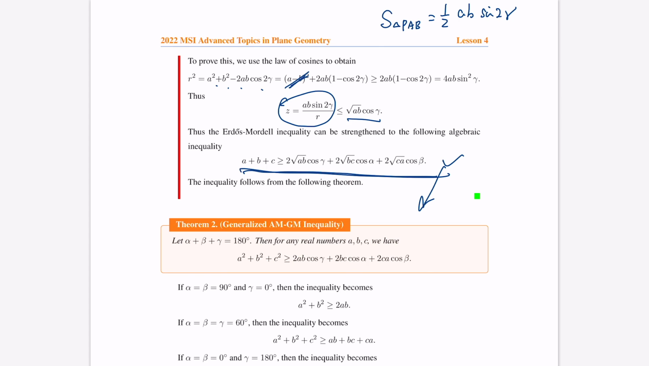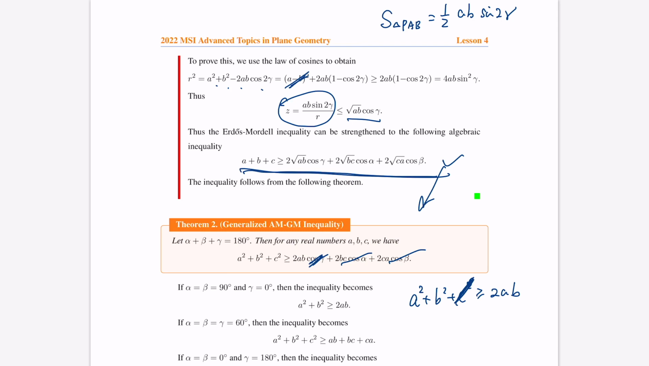For example, if you choose alpha and beta to be 90 degrees, and gamma to be 0, then they add up to 180 degrees. You will see that cosine 90 degrees is zero, so these two terms go away, but cosine gamma is equal to 1. And so this inequality reduces to A squared plus B squared plus C squared is bigger than 2AB. But because C is arbitrary, you can take C to be 0 to get the usual prototype version of the arithmetic and geometric inequality, number 1.